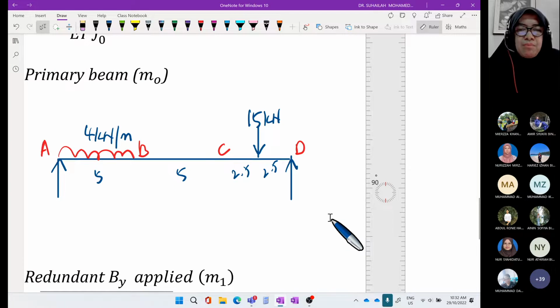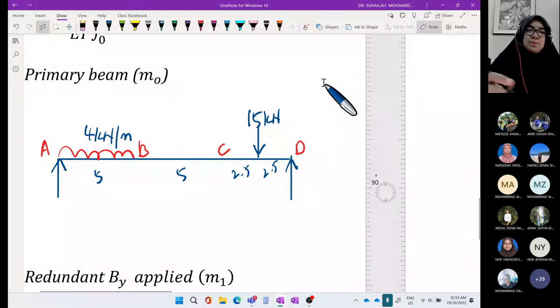Now please calculate AY and DY for this beam. AB has a UDL of 4 kilonewton per meter, and CD is subjected to a point load of 15 kilonewton located at the center. So the length will be 2.5, 2.5. Now please calculate AY and DY for the primary beam, and tell me the answer.